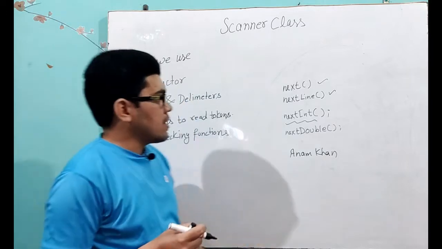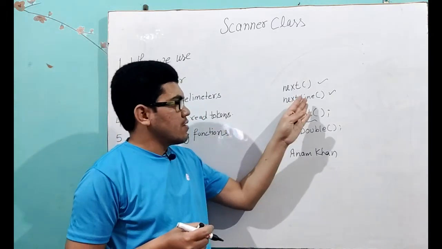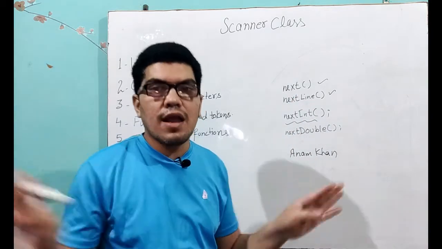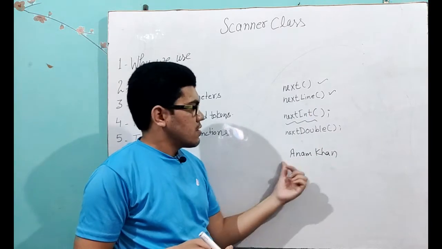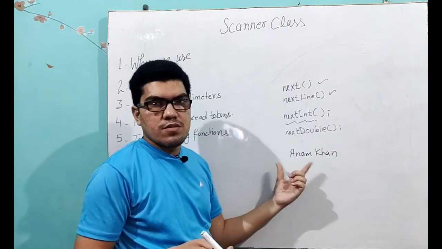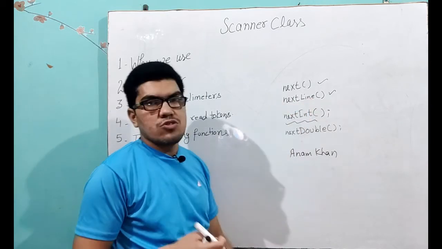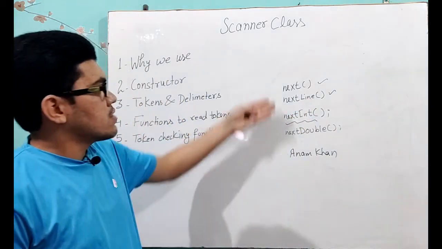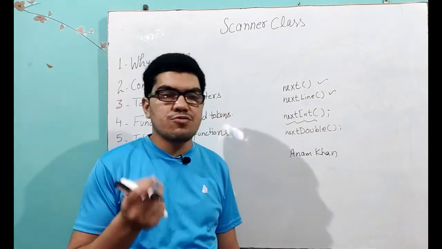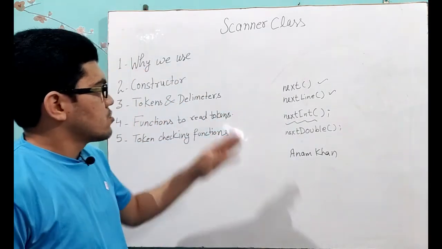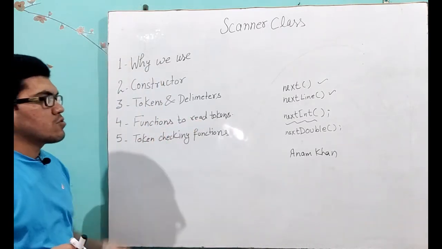But if we are using next line, it will store the whole line as a string. So in this case, it will store both the tokens in the case of next line. So it depends on the program, whichever function we want to use, we can use easily. So these are the functions to read tokens.